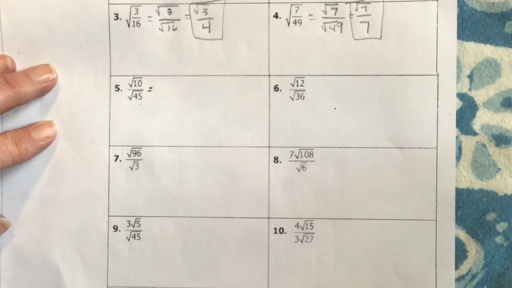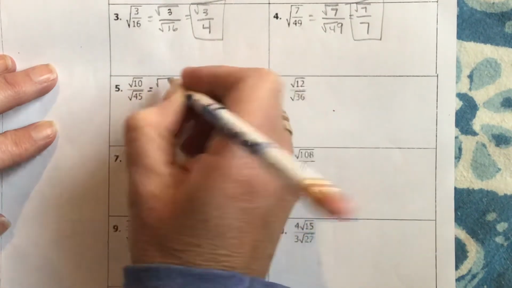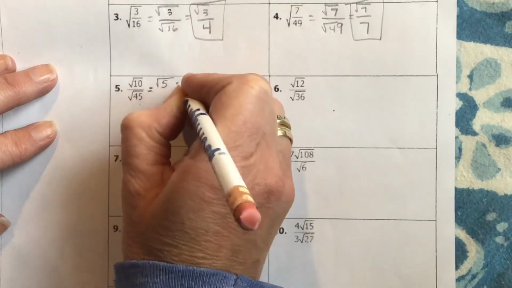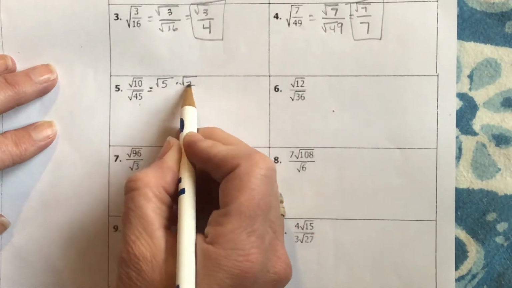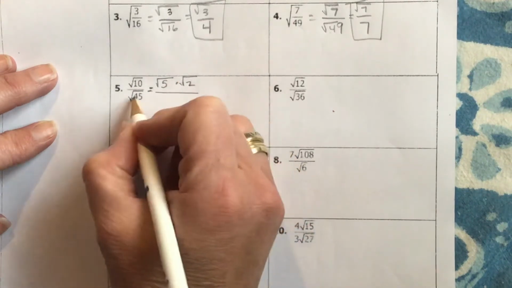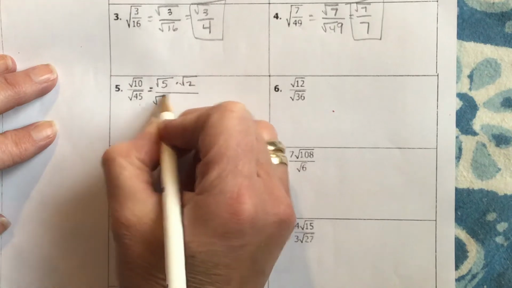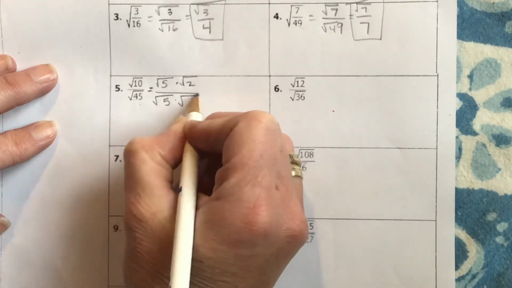Well, can I divide each by 5? This is kind of interesting. So I'm going to break this apart. I'm going to take my product rule too. And notice what I'm going to do. The root 5 times root 2 also equals root 10. I can also say root 45 equals root 5 times root 9.